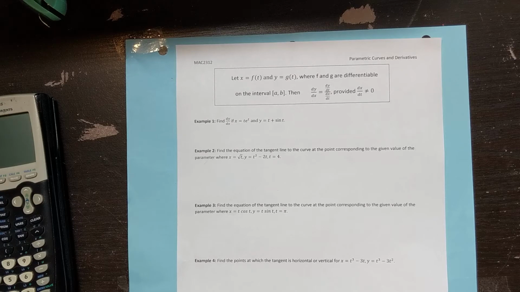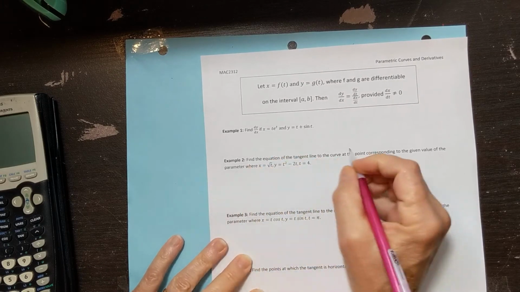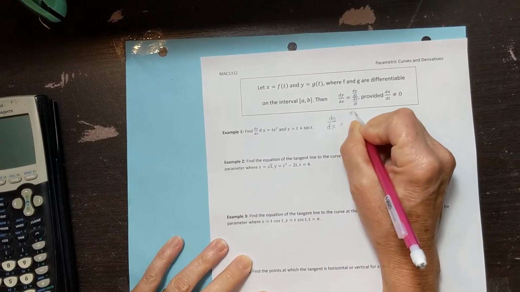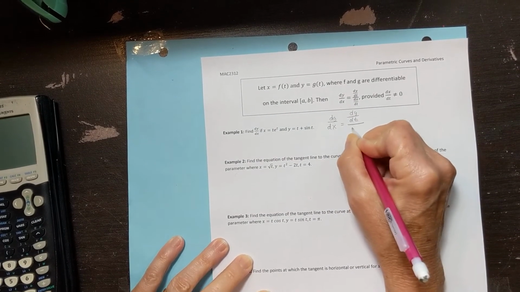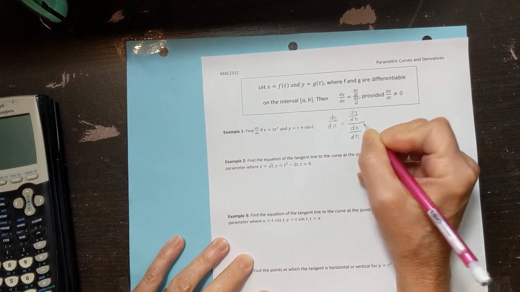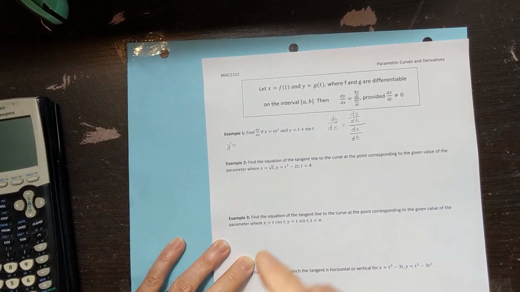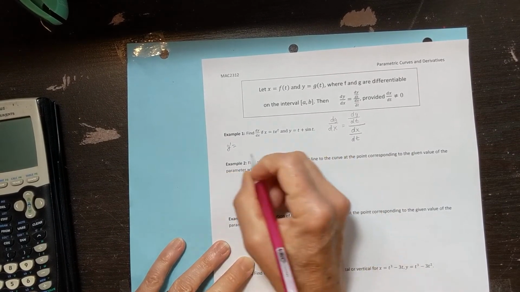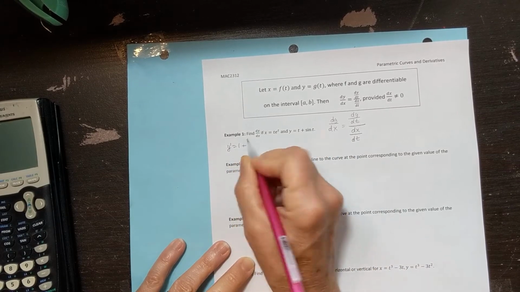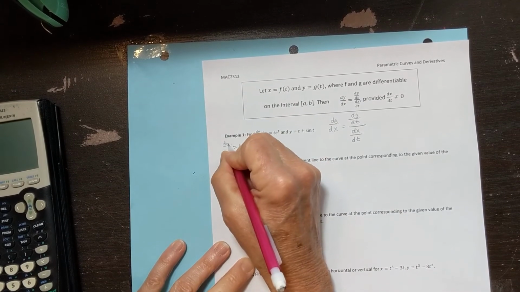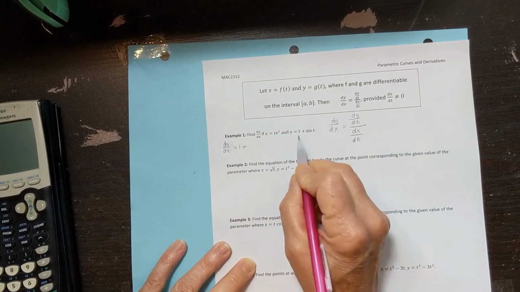So, example 1. Find dy/dx if x is equal to t e to the t and y is equal to t sine of t. Well, dy/dx is going to be equal to the derivative of y with respect to t divided by the derivative of x with respect to t. So what is y prime, or dy/dt? I need to be clear here. I'm going to call it dy/dt. That's going to be 1.